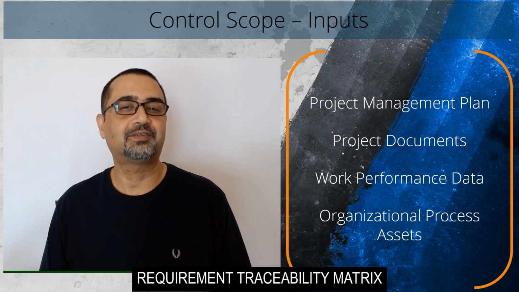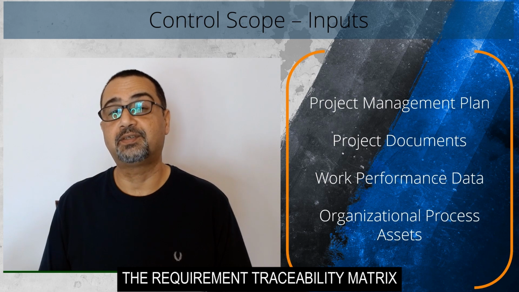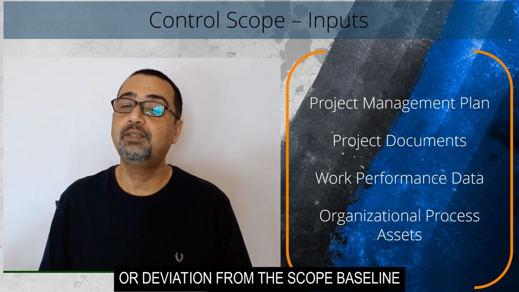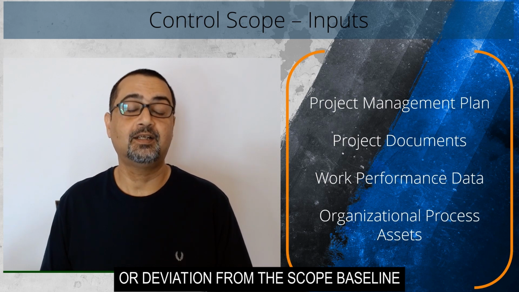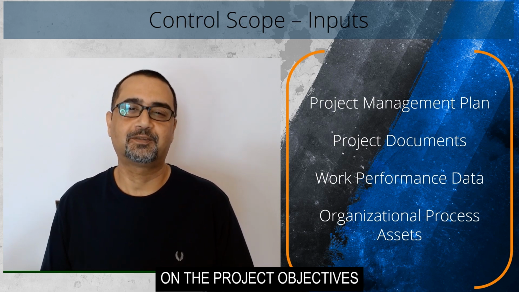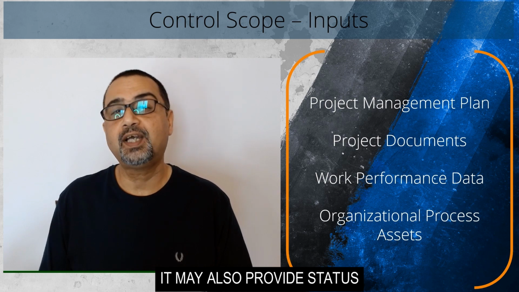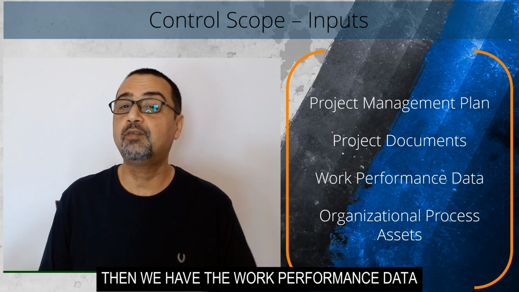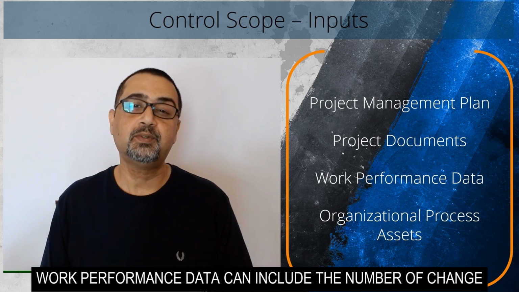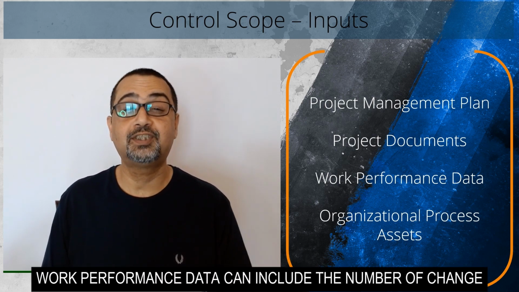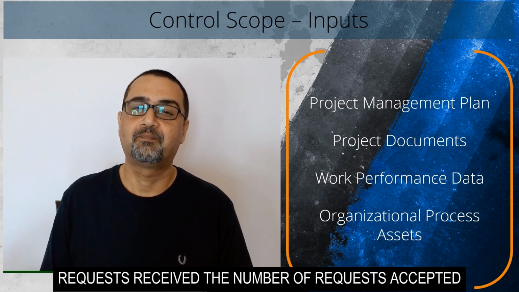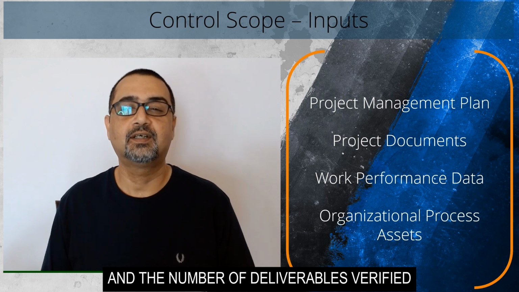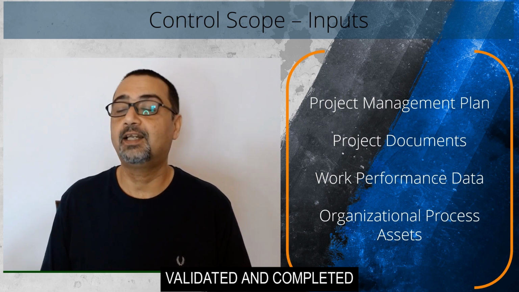Requirements traceability matrix. The requirements traceability matrix helps to detect the impact of any change or deviation from the scope baseline on the project objectives. It may also provide status of requirements being controlled. Then we have the work performance data. Work performance data can include the number of change requests received, the number of requests accepted, and the number of deliverables verified, validated, and completed.